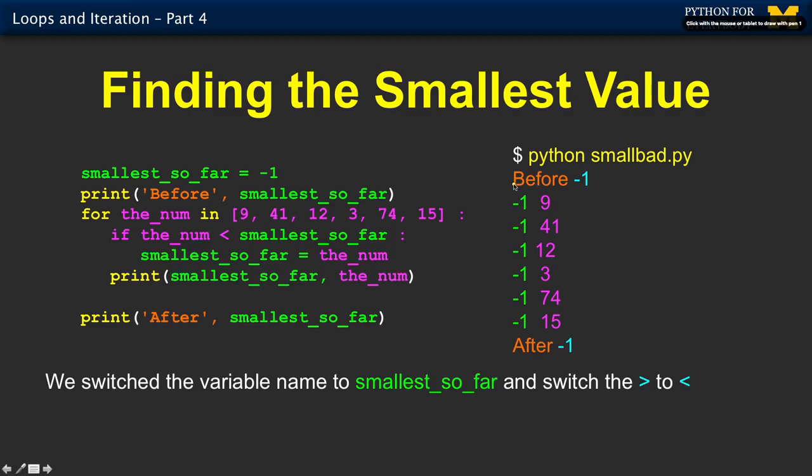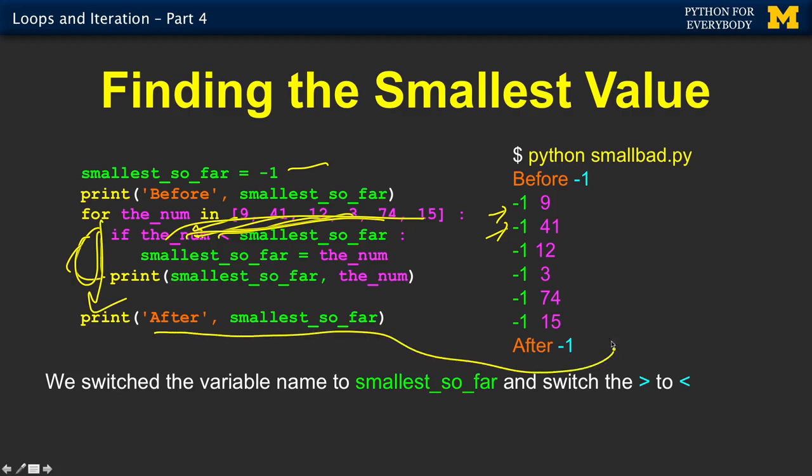So we start out, smallest so far is -1. We come in with 9. Is 9 less than -1? No, it is not. So we skip. So the smallest we've seen so far is -1. We go back up. Is 41 less than -1? No, it is not. So we skip. So the smallest so far is -1. 12? No. 3 is not smaller than -1. 74 is not smaller than -1. 15 is not smaller than -1. So out we come, and the smallest we've seen so far is -1.